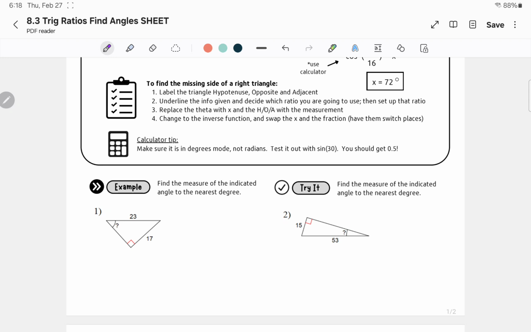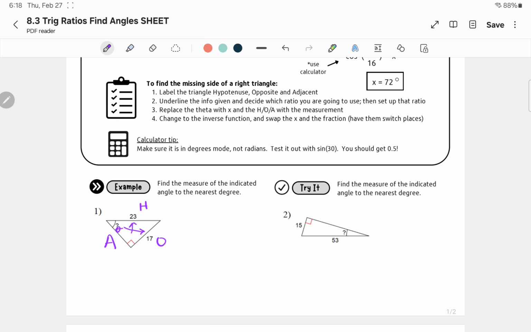First step, we're always going to still label H, O, and A. So our hypotenuse is right here across from our right angle. This question mark is theta, so we can write that in. So opposite that would be across from that. So this one is O. And then next to it would be adjacent. So that one is A.